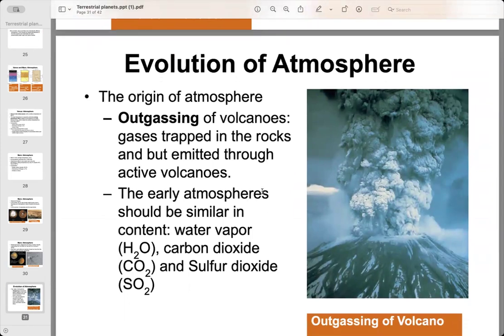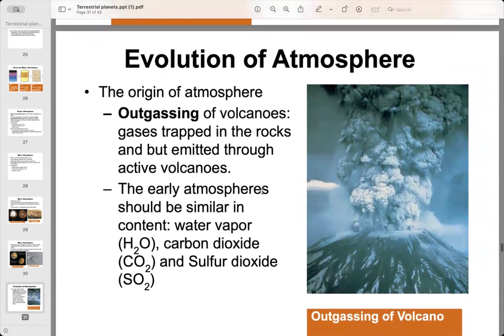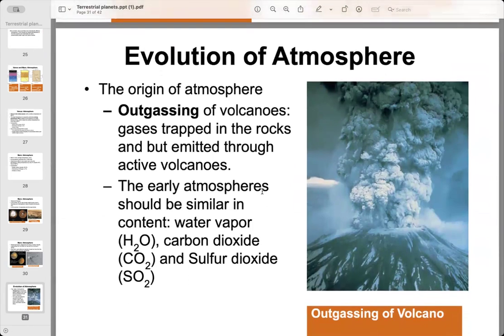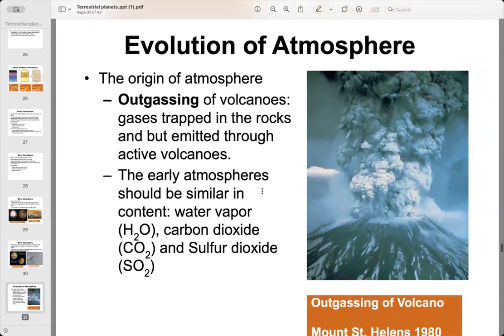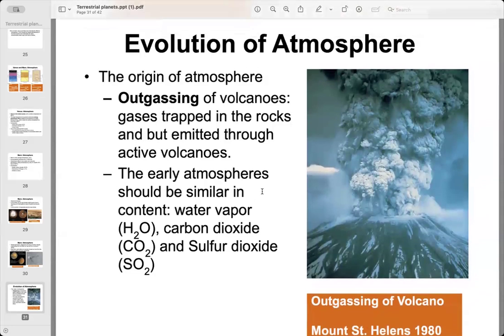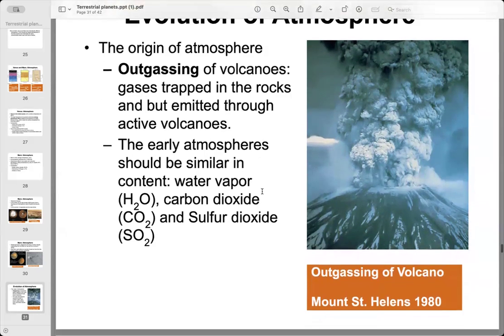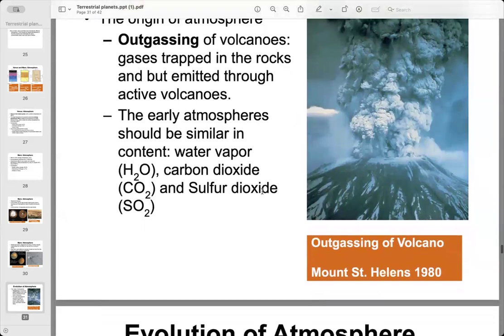Evolution of atmosphere: how did the atmosphere form and evolve? So this is the origin of the atmosphere on Earth. Outgassing of volcanoes: gases trapped in the rocks but emitted through active volcanoes. So many of the gases came out from volcanoes. And these were primarily water vapor, carbon dioxide, and sulfur dioxide.